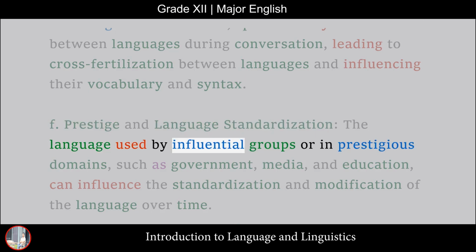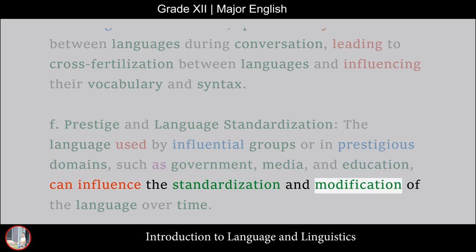The language used by influential groups or in prestigious domains, such as government, media, and education, can influence the standardization and modification of the language over time.